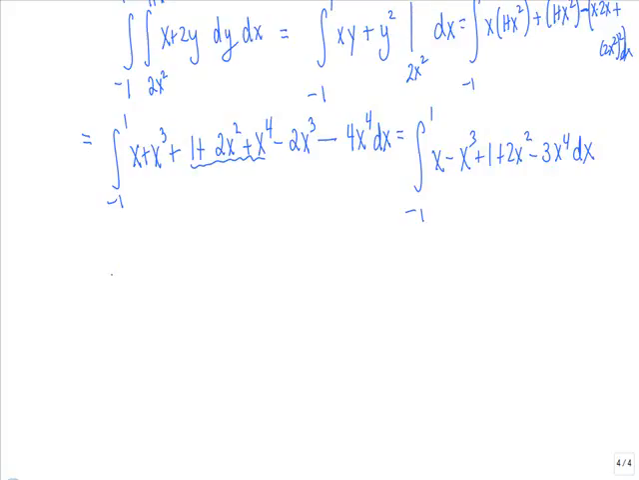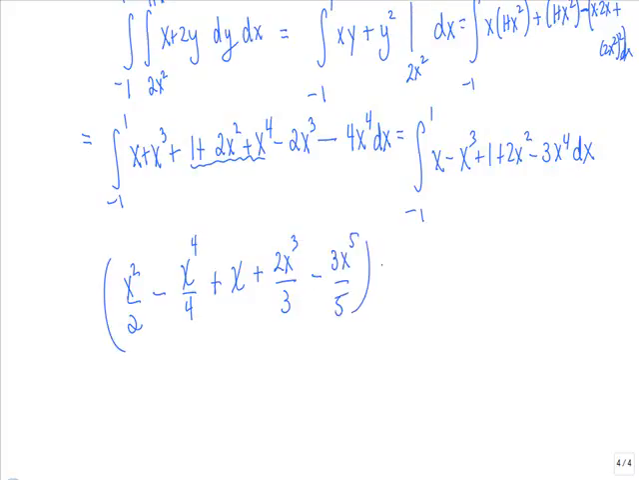Now, let's integrate. Antiderivative of x is x squared over 2. Antiderivative of x cubed is x to the fourth over 4. Antiderivative of 1 is x. Antiderivative of 2x squared will be 2x to the third over 3. And antiderivative of 3x to the fourth will be 3x to the fifth over 5. All of that from negative 1 to 1.